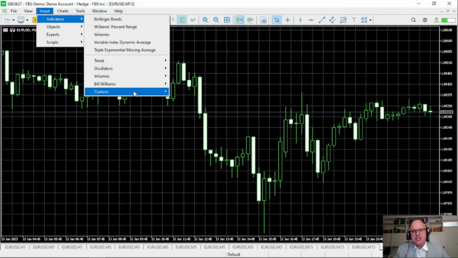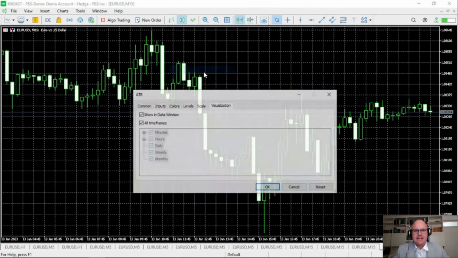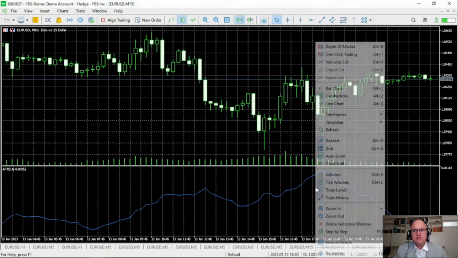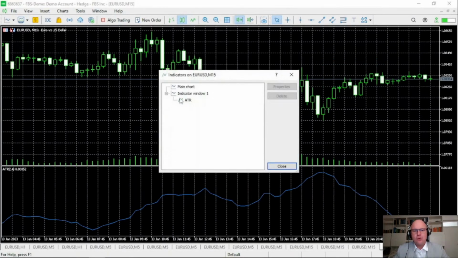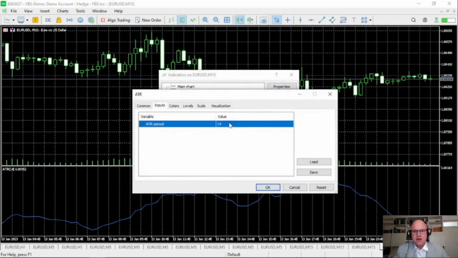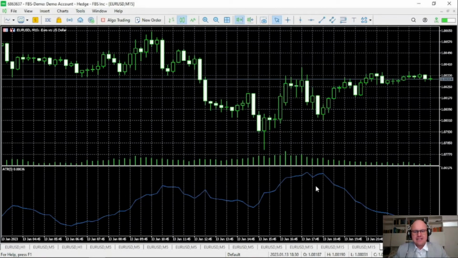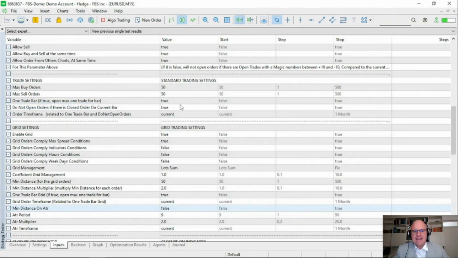Now, under indicators, you'll need to select custom, and you can select the ATR, which is called the average true range. Now, the average true range shows the average movement in pips during the last 14 periods or 14 15-minute candles. On default, the ATR period is set to 14. However, Dark Venus on default uses it at 9. For this reason, I often adjust my ATR period to what I usually trade, which is 14.